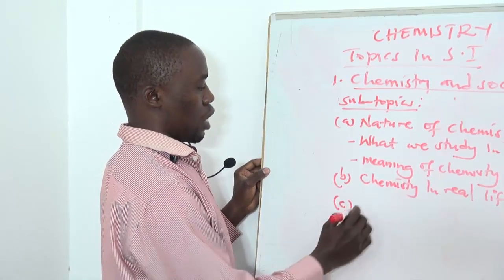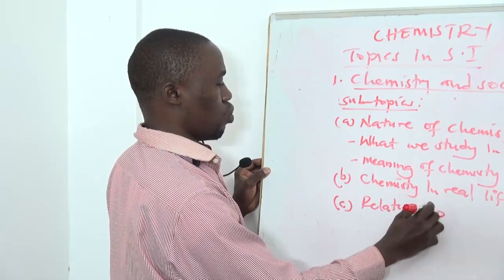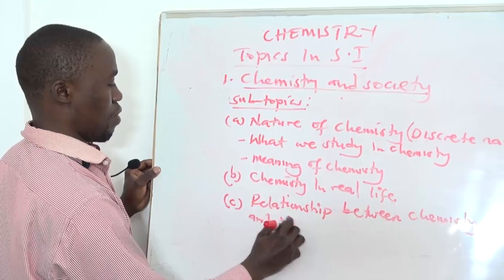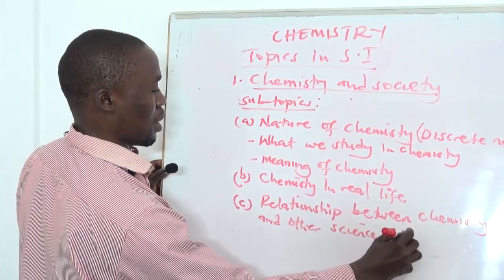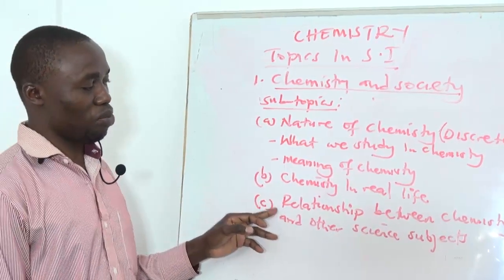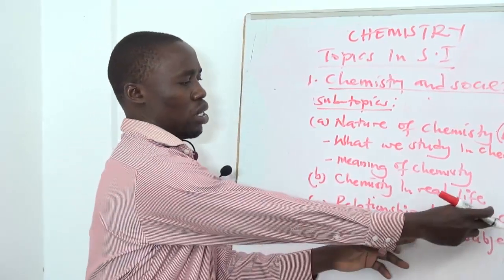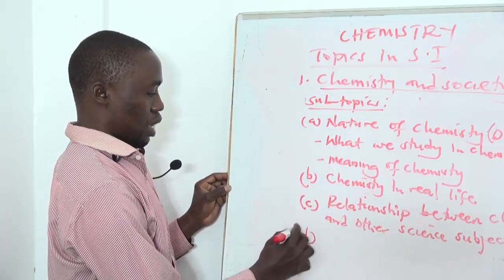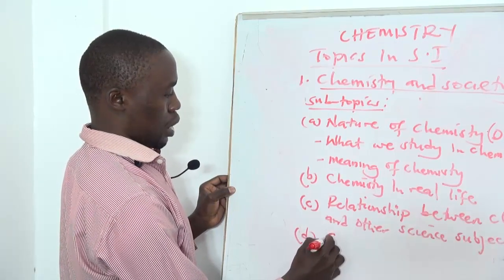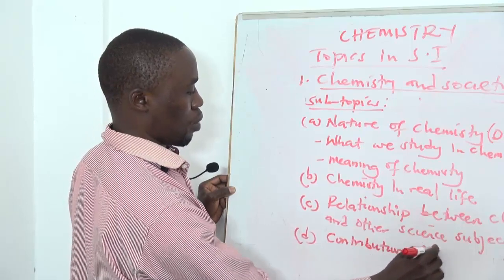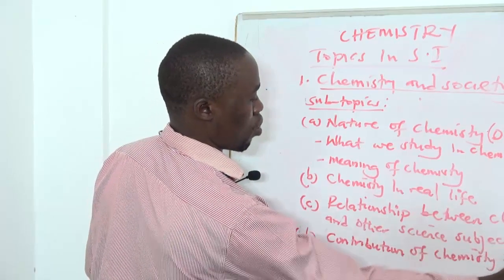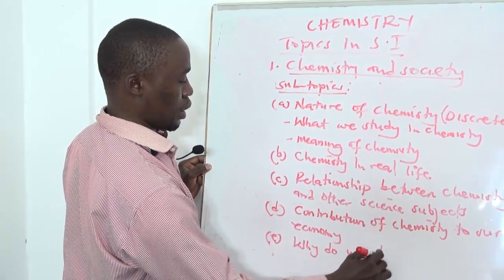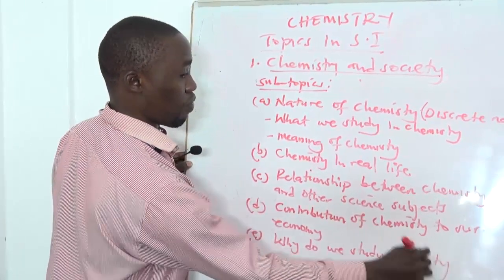Now, the third one, we shall look at the relationship between chemistry and other science subjects. I remember you gave me a list of those science subjects. Now, I want to see, chemistry being a science, does it work in support with other science subjects? We shall see that briefly. Now, we shall also see the contribution of chemistry to our economy. Then lastly, why do we study chemistry? And that will seal the first topic for today.